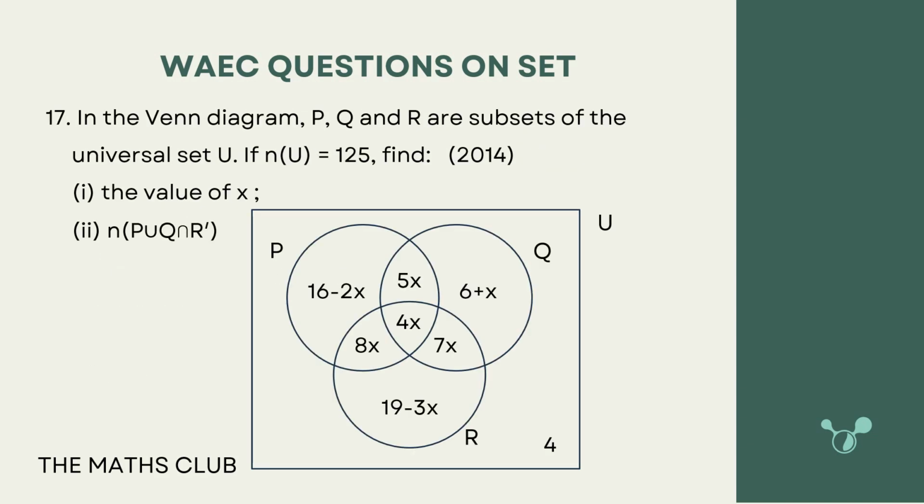And the last question here is taken from 2014. It says that in the Venn diagram, P, Q, and R, they are subsets of the universal sets U, and then N of U is equal to 125. We should find the value of X and find the value of the number in P union Q intersection R complement. Pause the video again and try this out yourself.